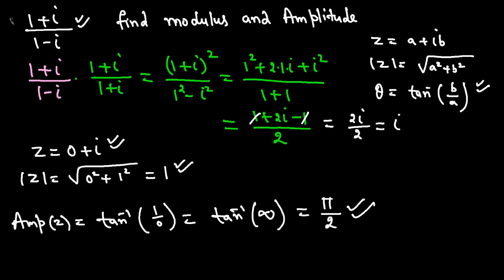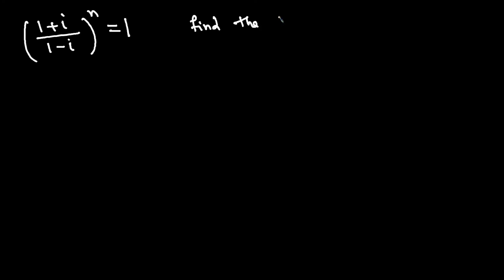That looks like fun. This one: 1 plus iota over 1 minus iota raised to power n is equal to 1. So find the least positive value of n that satisfies this equation over here, that makes left hand side equal to right hand side.